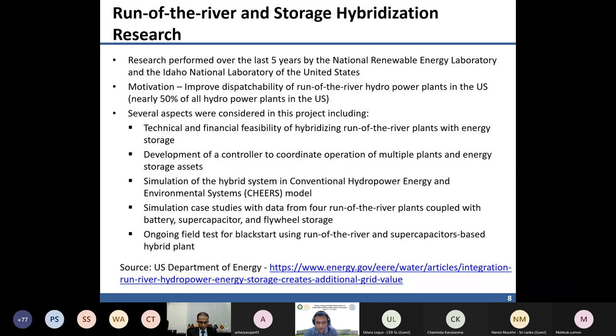Then they also performed a lot of simulation case studies to look at, if they hybridize four run-of-the-river plants with batteries, supercapacitors, or flywheel storage, what are the revenue benefits that they get? And that is what I will talk about in the next slide and show you what benefits they actually got. And finally, there is an ongoing field test in progress where Blackstart using a run-of-the-river and supercapacitors-based hybrid plant is being done.